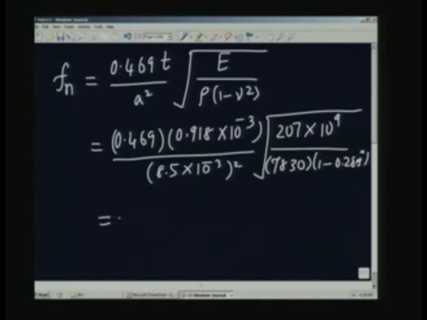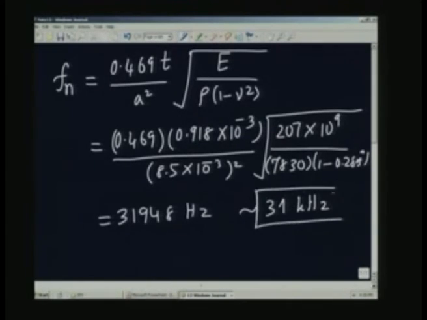This will come to 31,948, 32 or 31 kilohertz. Obviously, the frequency will be quite large, because of the small diaphragm. You can see right here, if the thickness decreases, this will decrease, thickness increases, it will increase, and A squared is appearing in the denominator, so the smaller the diaphragm, the higher the frequency.